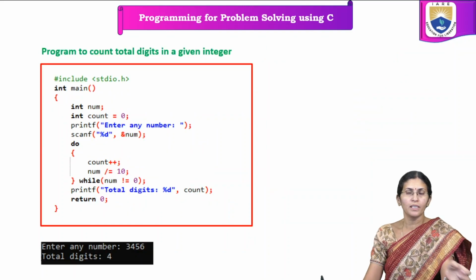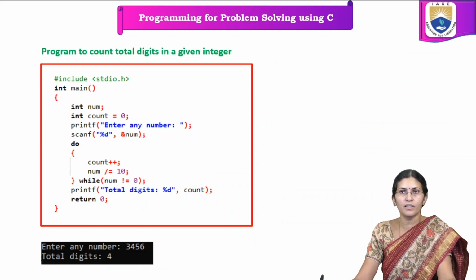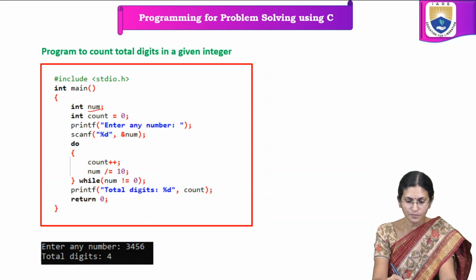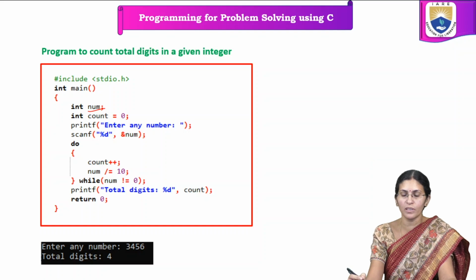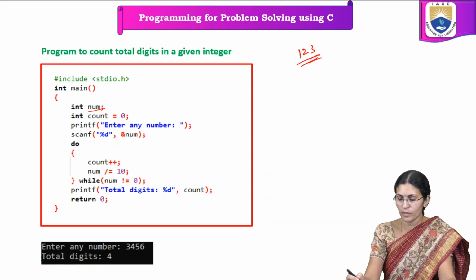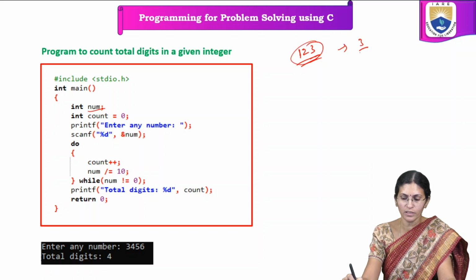do while loop. Next program is to count the total digits in a given integer. Suppose the user is giving 1, 2, 3 as the number. Suppose this is a value which is taken from the user. So 1, 2, 3. So here in this we have 3 digits. So output should be 3.